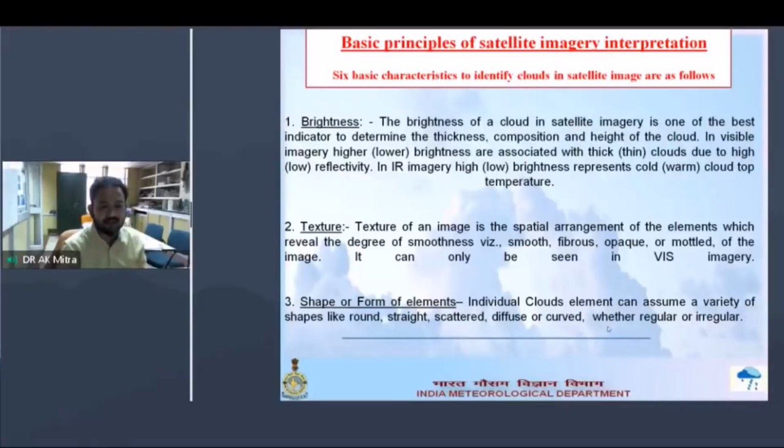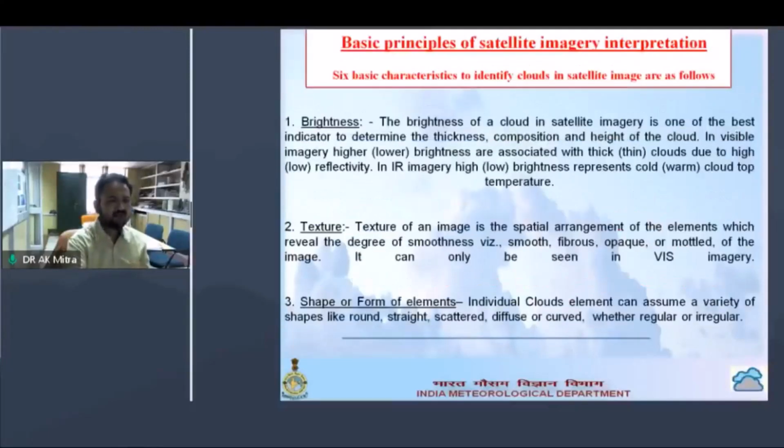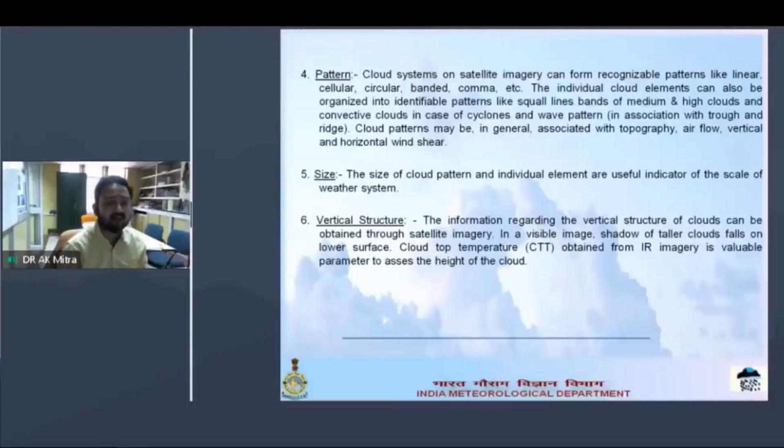Individual cloud elements can assume a variety of shapes, like round, straight, scattered, diffuse, or curved. These are the kinds of characteristics we are identifying in a cloud, particularly in satellite imageries. The fourth one is the pattern, that is, the cloud system on satellite imagery. How it will be recognizable, like linear, cellular, circular, banded, comma. This is most important, because during a cyclone we need to see what kind of pattern it is showing.